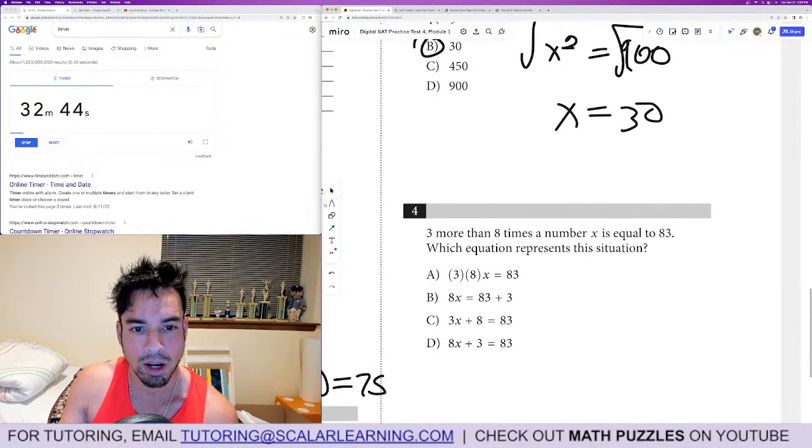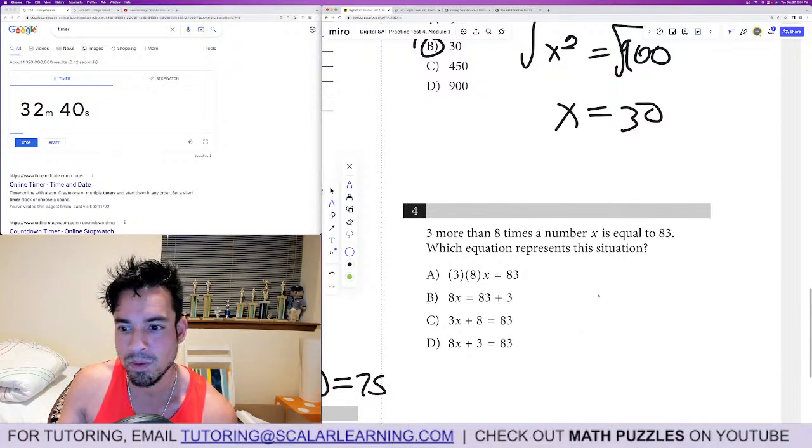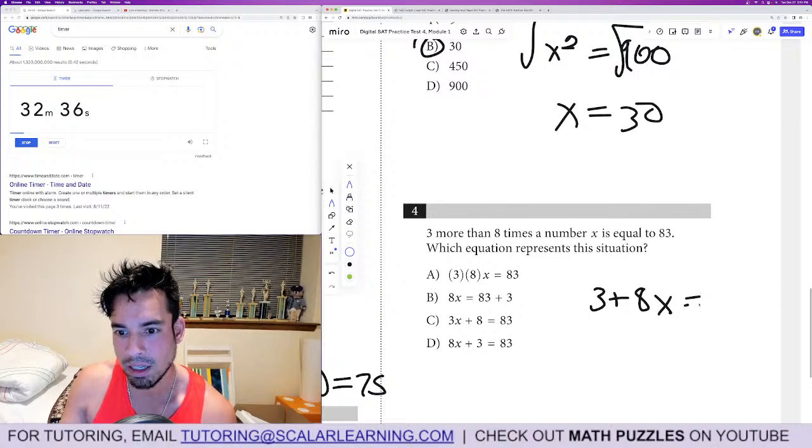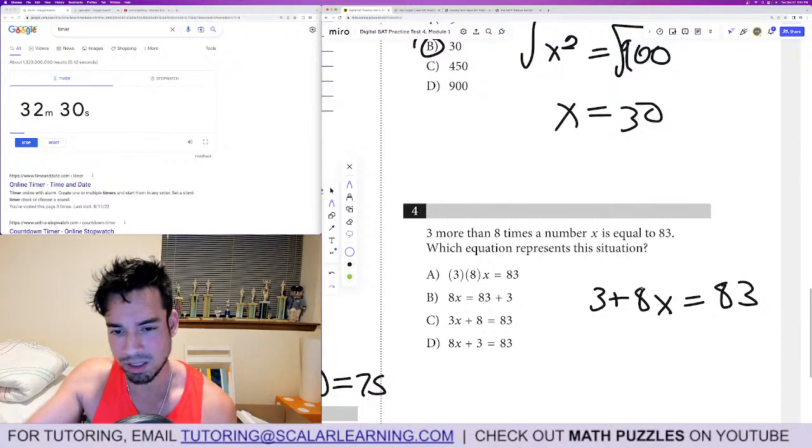Okay, watch. I'm going to do the same thing that I was mentioning last time. Immediately turn it into an equation. 3 more than 8 times the number x is equal to 83. Look at that. And that's my standard protocol. I don't know if they're solving for x, I don't know what, but look, it took me a second. I'm doing it as I'm writing, so that's a great strategy.